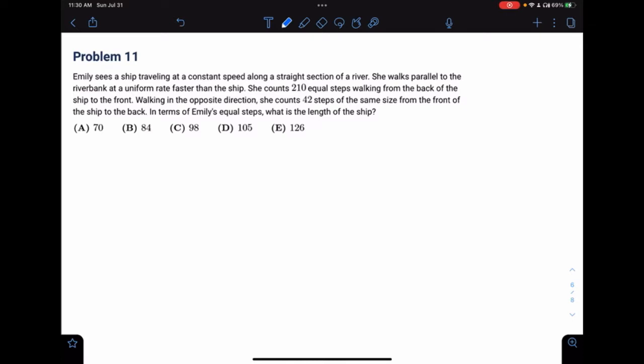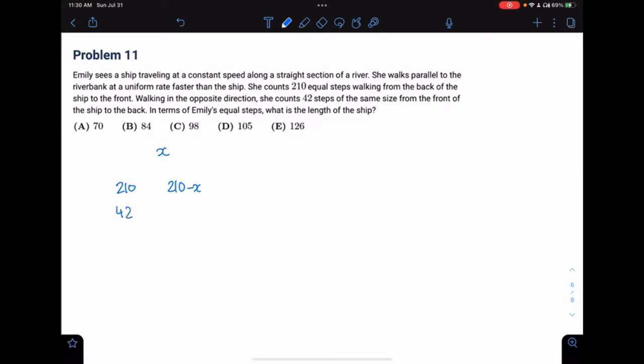Okay, so let's say the length of the ship is x. Then when Emily travels 210 steps, the ship will travel 210 minus x steps. In this way, when Emily travels 210, she'll travel from the back to the front. So now we also know that when Emily's traveling from the front to the back, she's going to go 42 steps. The ship at the same time must travel x minus 42 steps, so Emily again will walk x steps in the opposite direction. So we have the ratio 210 over 210 minus x is equal to 42 over x minus 42.